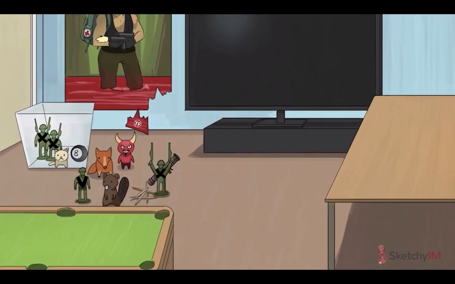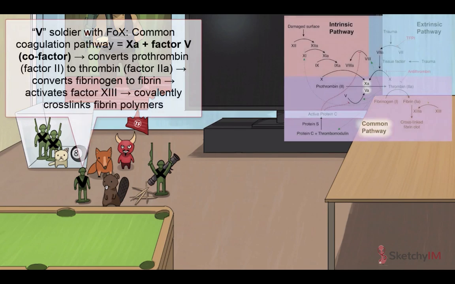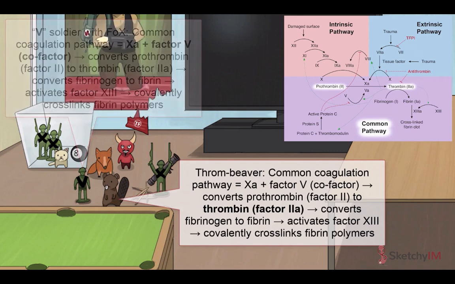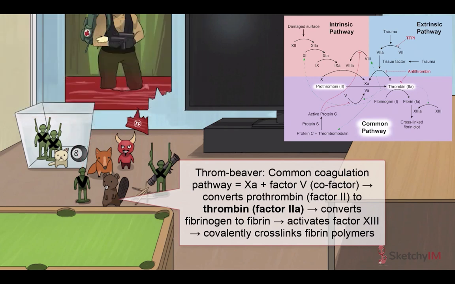Now let's focus on the common pathway, starting with that factor 10 fox, which was activated by both the intrinsic and extrinsic pathways. Activated factor 10 gets together with cofactor 5, the toy soldier with the V on his chest. Together, they convert prothrombin, or factor 2, to thrombin, or factor 2A, represented by our recurring thrombin thrombeaver symbol.